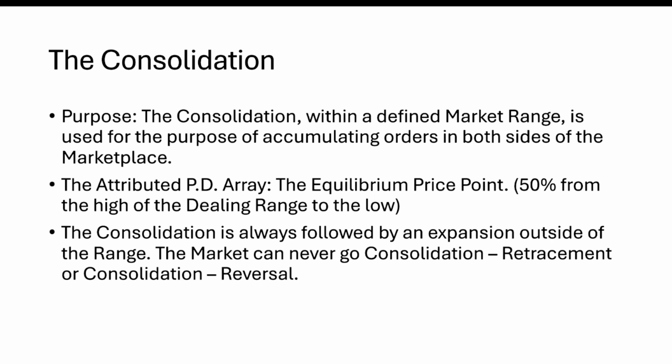the equilibrium price point, which is 50% from the high of the dealing range to the low. The consolidation is always followed by an expansion outside of the range. The market can never go consolidation retracement or consolidation reversal. When the market consolidates, we can always expect the market to expand beyond it, and then we can look for whether the market is going to retrace or reverse. So it is always consolidation, expansion, and then afterwards we can decide if we want to see the market retrace or reverse.